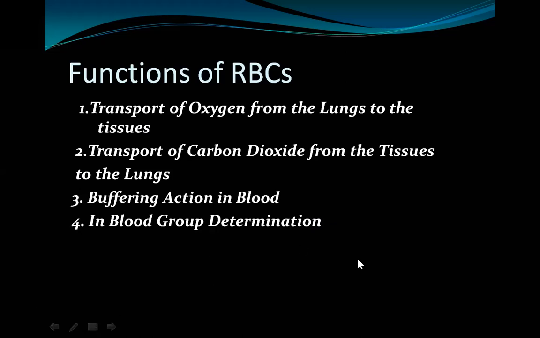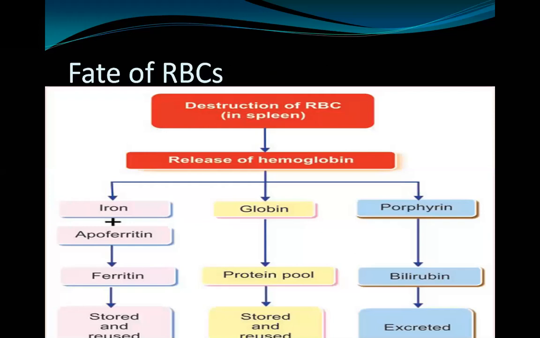Then in blood group determination, the red blood cells contain the antigens, antigen A and antigen B. Using those antigens, we are able to group the blood types as either blood group A, blood group B, blood group AB, or blood group O, depending on those antigens. So this is the fate of the red blood cells.